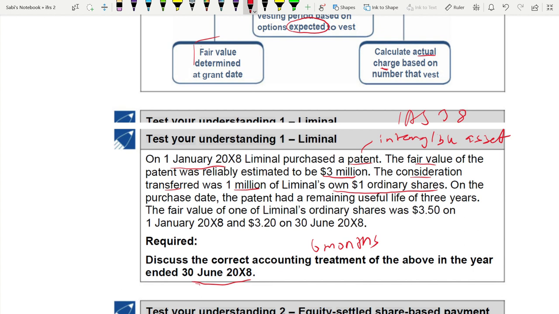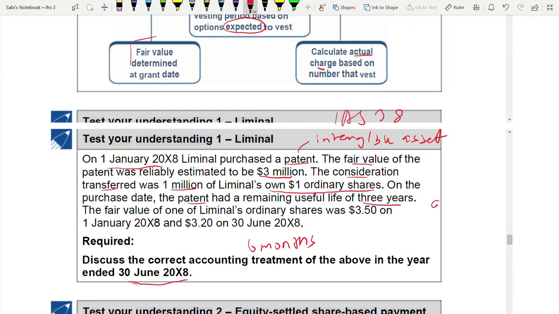And on the purchase date, the patent had a remaining useful life of 3 years. Because it's an intangible asset, they have given you the useful life for what purpose? To calculate amortization. The fair value of one of Liminal's ordinary shares was 3.5 on 1st of Jan, and 3.2 on 30th June.